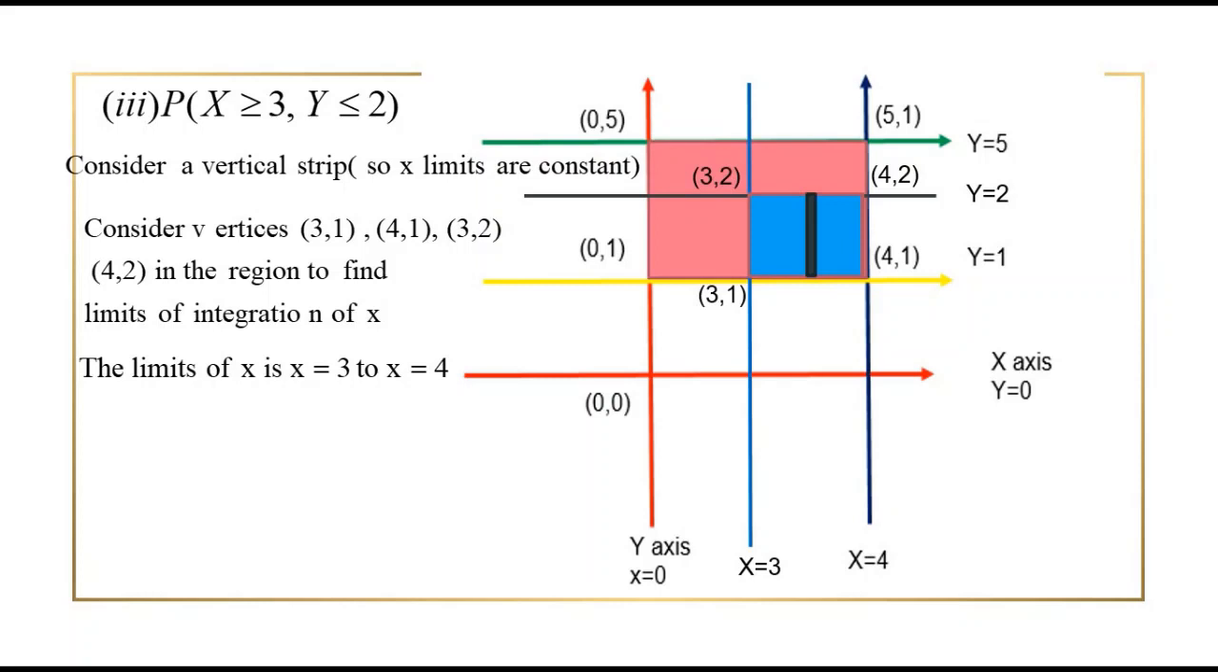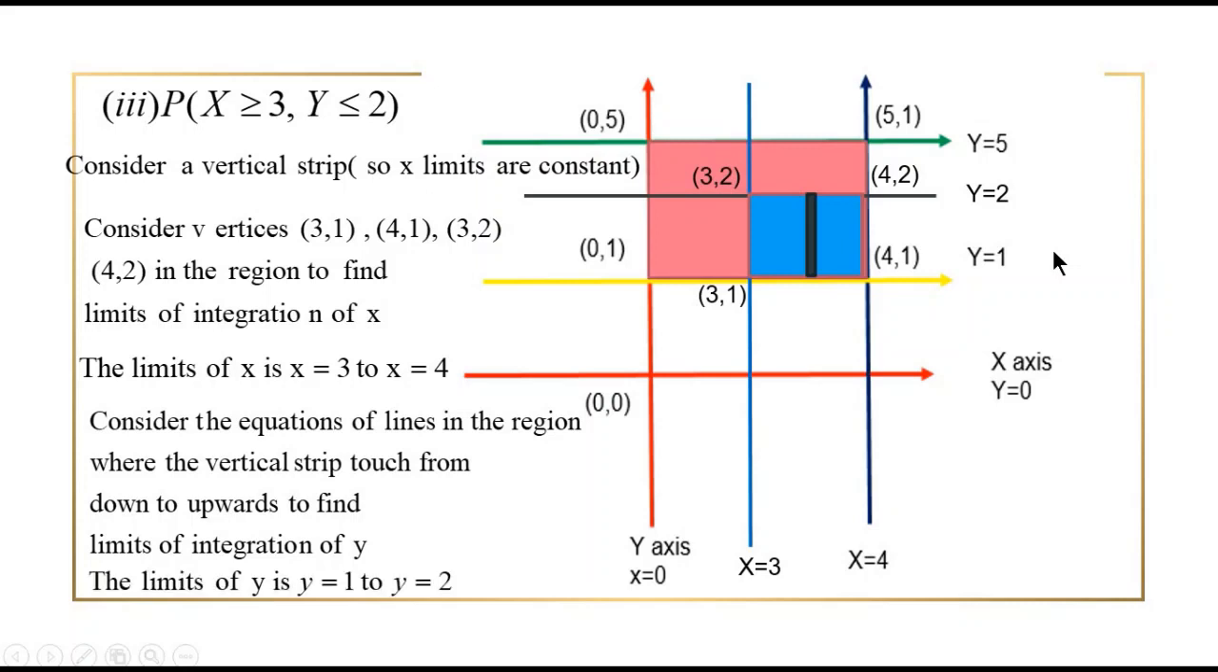Now to find the limits of y, look at the base of the vertical strip and the topmost part of the vertical strip. The base touches the yellow colored line, which is y equal to 1. The topmost part touches the black colored line, which is y equal to 2. Therefore, the limits of y are y equal to 1 to 2. There is no need of writing all these, because whenever you have a rectangular region, it is understood that we always get constant limits for x and y. So you can skip all these steps. I have done this so that you can understand the remaining problems easily.